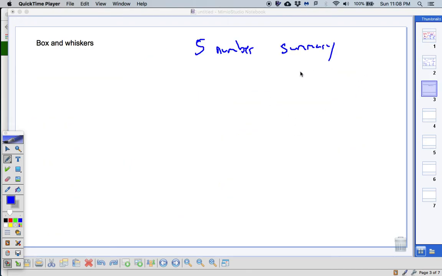Okay, so our 5 numbers were: the minimum was 2, the maximum is going to be 6, the median was 4, Q1 was 3, and Q3 was 5. Okay, so this is how a box and whiskers plot goes.